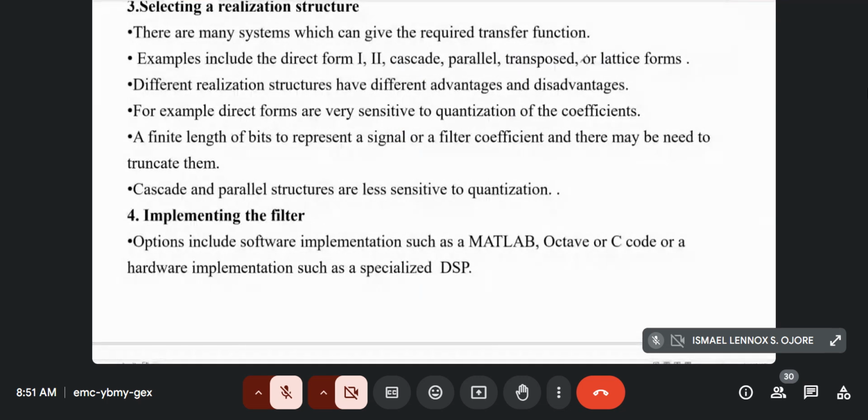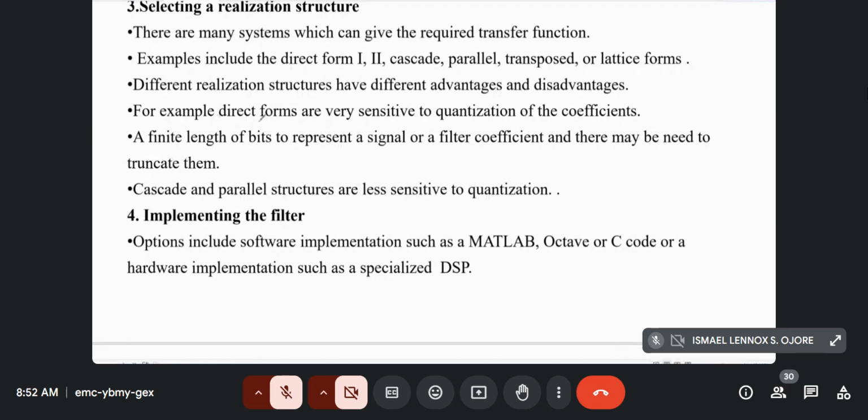Lattice forms are used sometimes where you have a higher order. As I said, you may need to employ structures that will give you fewer elements to use, whether it is multipliers. Normally, you can't do much about multipliers. Mainly, it is the delays.